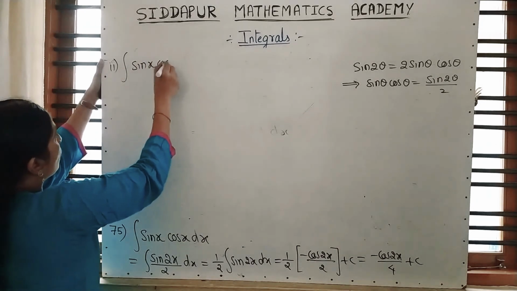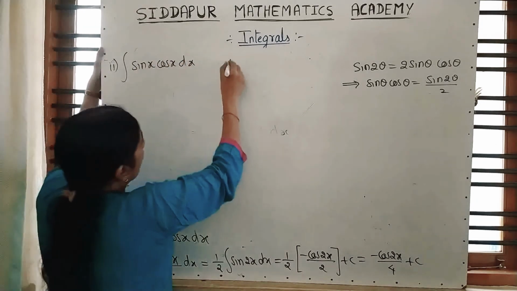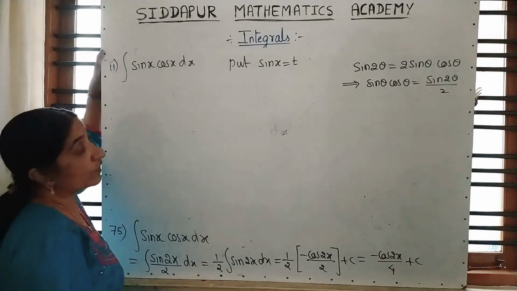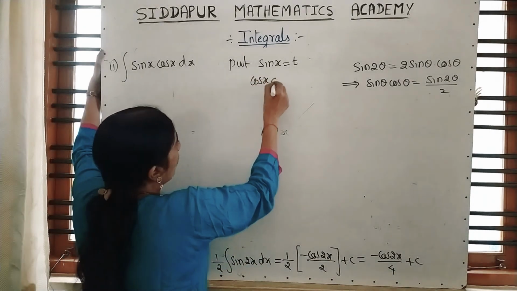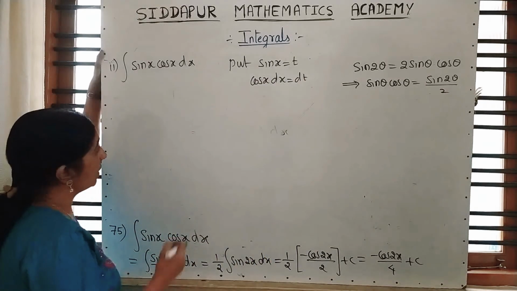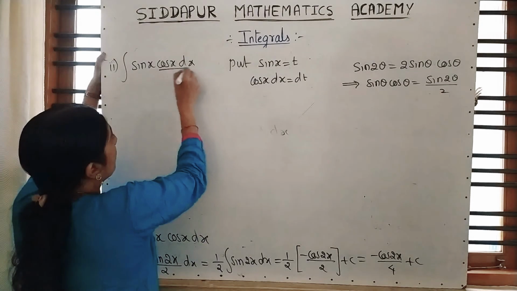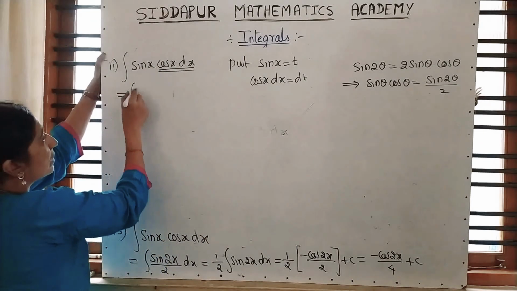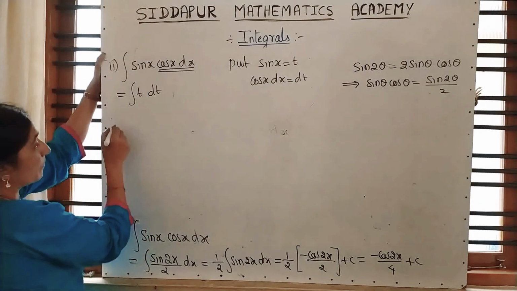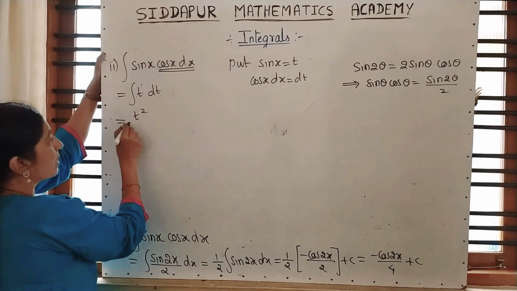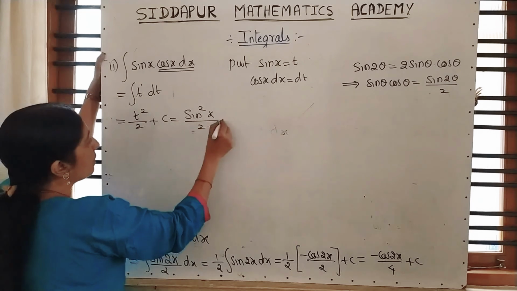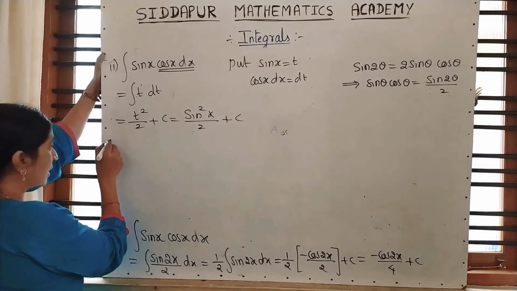Sin x into cos x. Here I am applying sin x as a t. What is the differentiation of sin x? Cos x into dx, because angle x, dx. I told wherever x you are differentiating, write dx is equal to dt. That means sin x is t, cos x into dx is dt. I did the underline C. Integration of t is t square by 2. Write down that t value. T is sin x, so it is sin square x by 2. This is the second method.